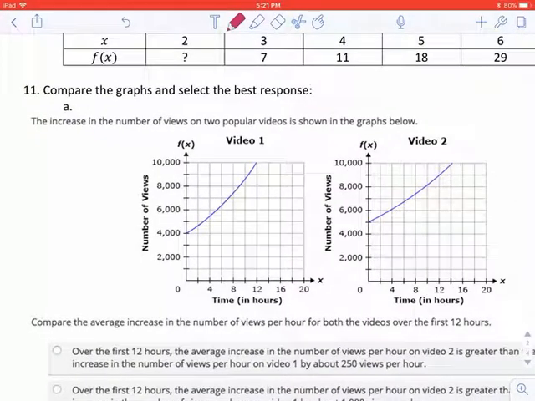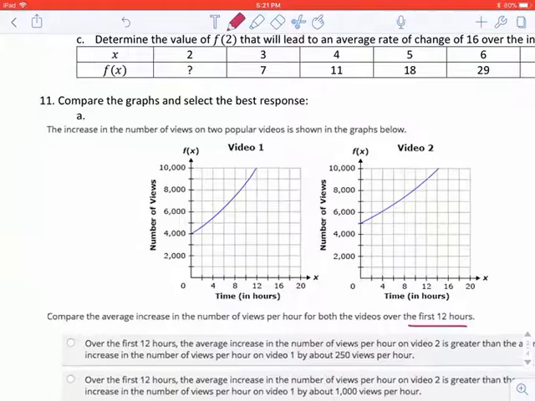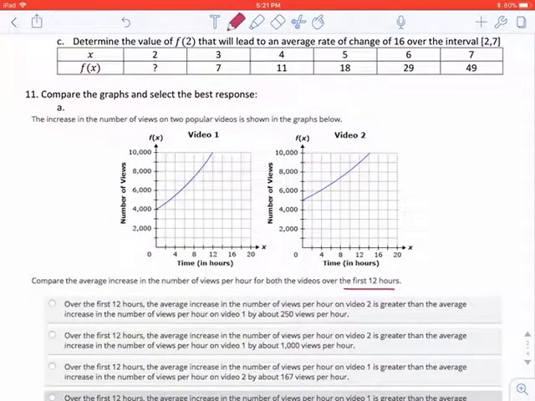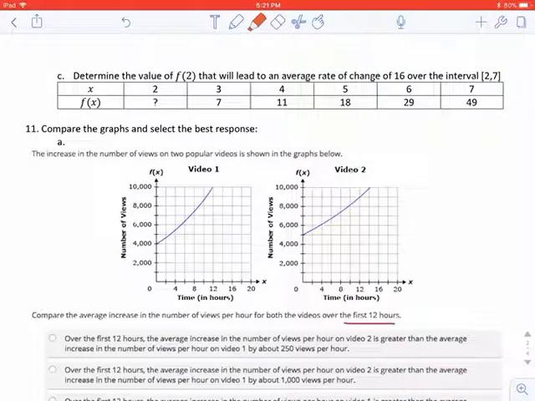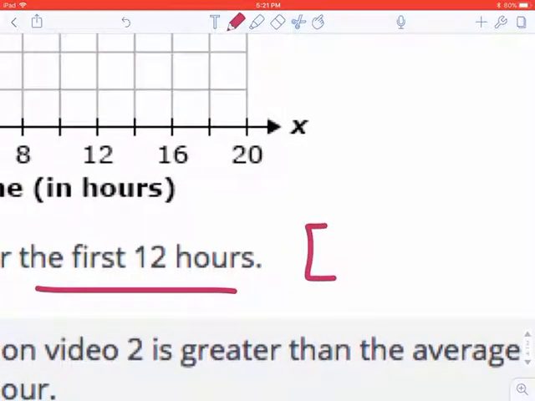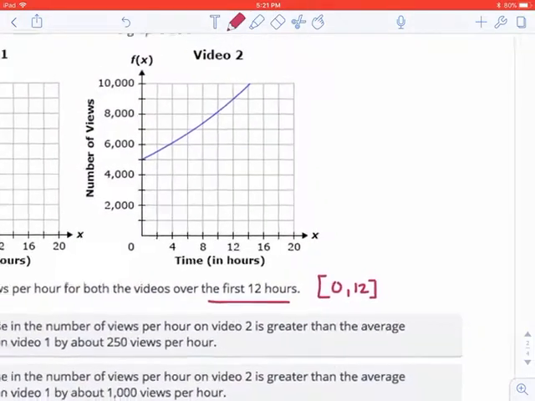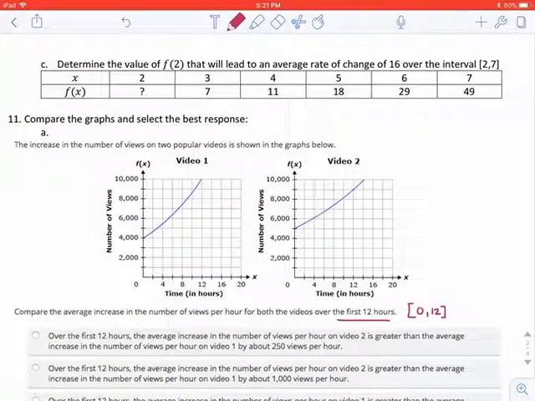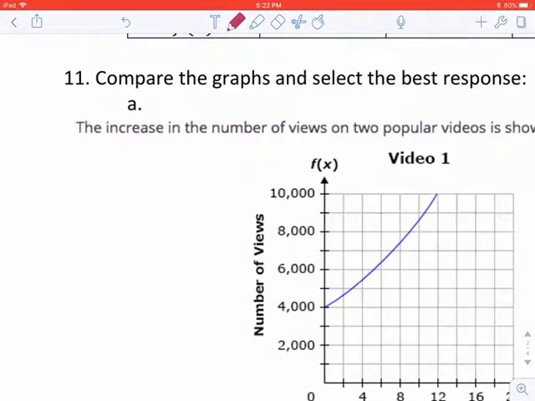Okay, so compare the average increase in the number of views per hour for both videos over the first 12 hours. So this one doesn't specifically tell you the interval. If I'm looking up here, they tell us the interval is 2 to 7. However, if they're telling us the first 12 hours, then my interval must be from 0 to 12. I'm looking for f of 12 minus f of 0 all over 12 minus 0. All right, now I'll write that over here.